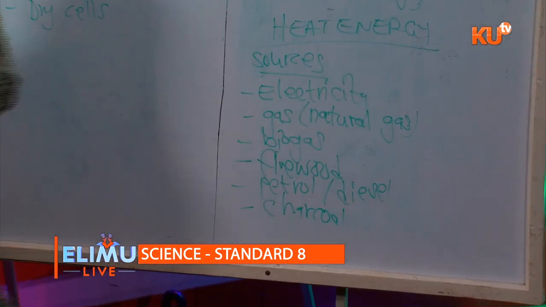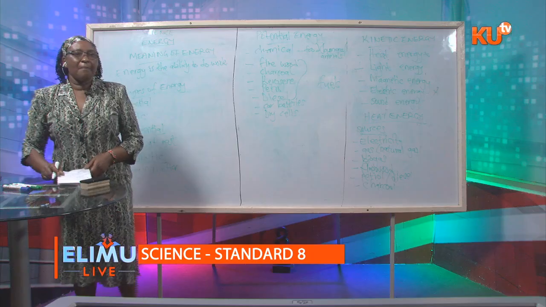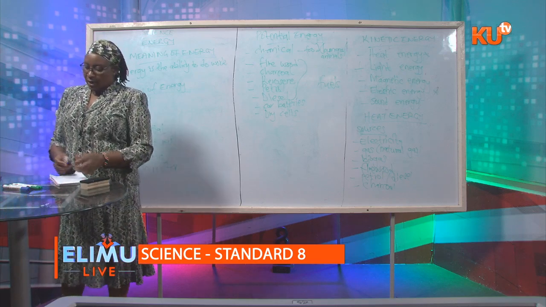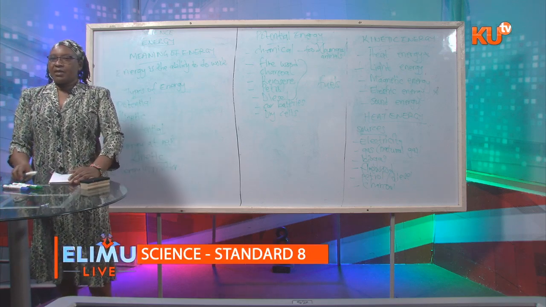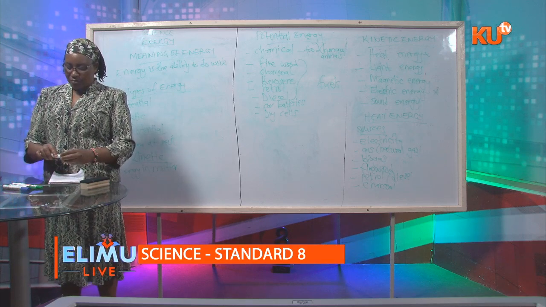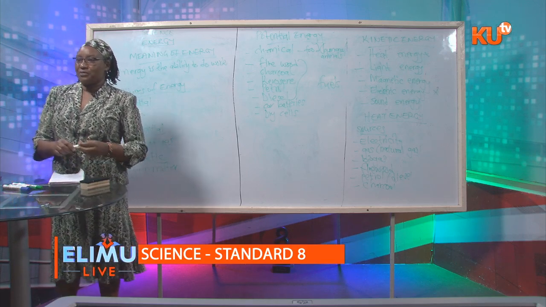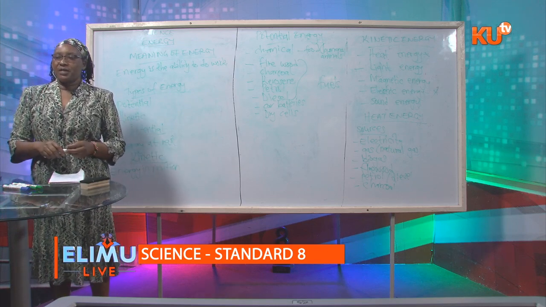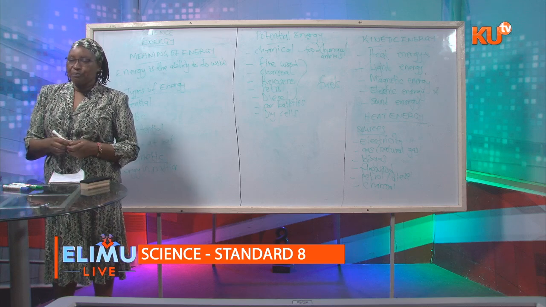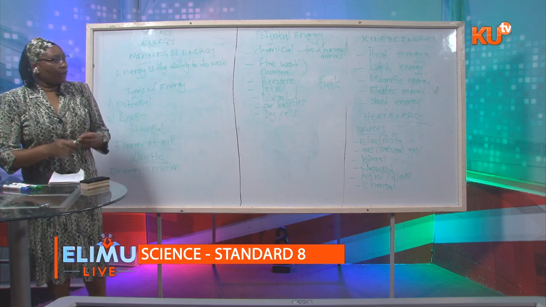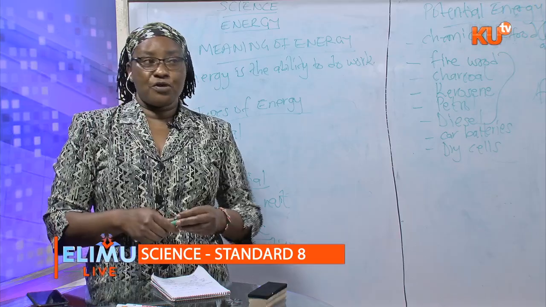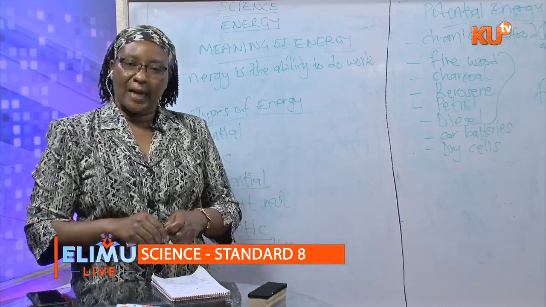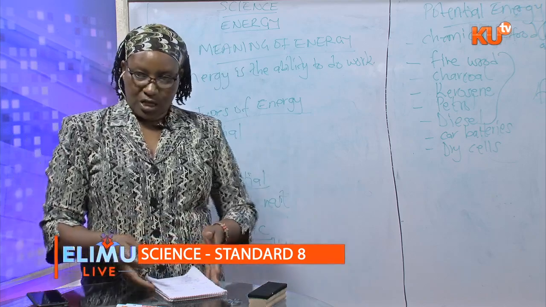Those are the sources of heat energy. But remember, the main source of heat energy is the sun. Now, during photosynthesis, the plants absorb the heat from the sun. They combine the heat from the sun and the light also with carbon dioxide to make food for the plant. And this energy is stored in the plants or in the food that we eat.